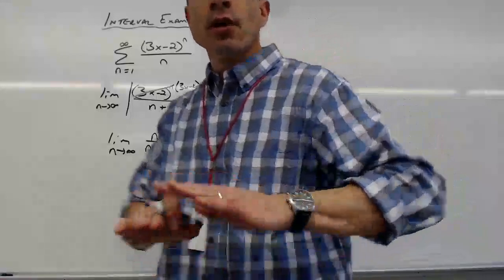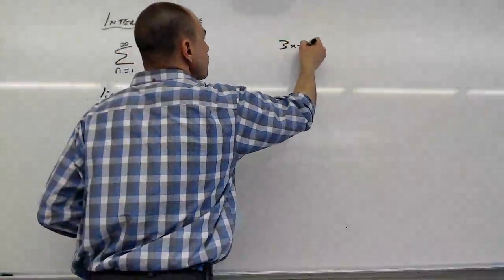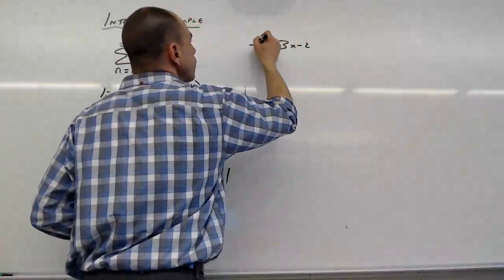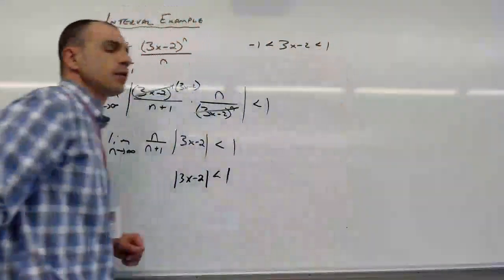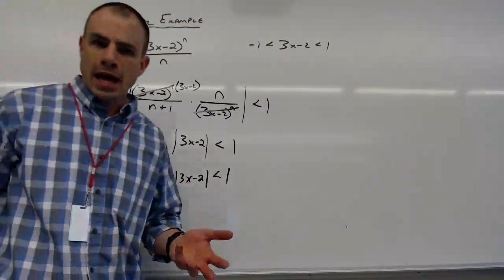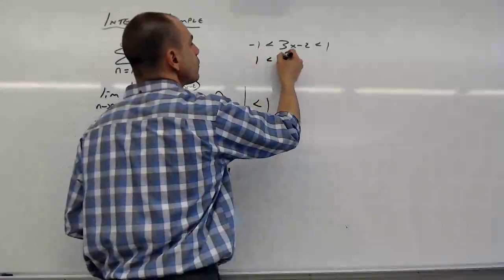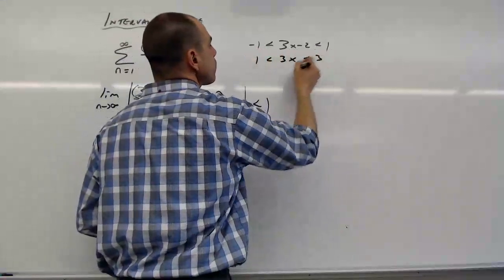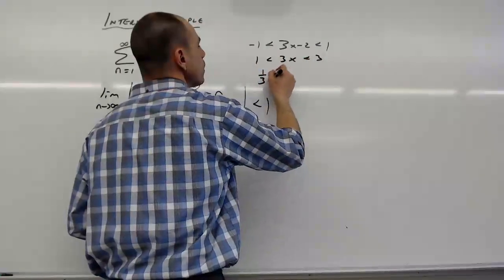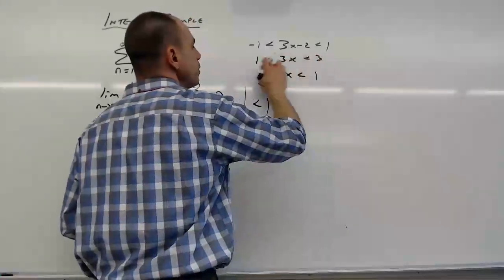Now to get our interval, we're going to split it up. So we are now looking at 3x - 2, and that's going to be greater than negative 1 and less than 1. Okay. What do we do there algebraically? Add 2, divide by 3. So we're looking at 1 is less than 3x is less than 3, and 1/3 is less than x is less than 1. All right, so here's our initial interval right here.